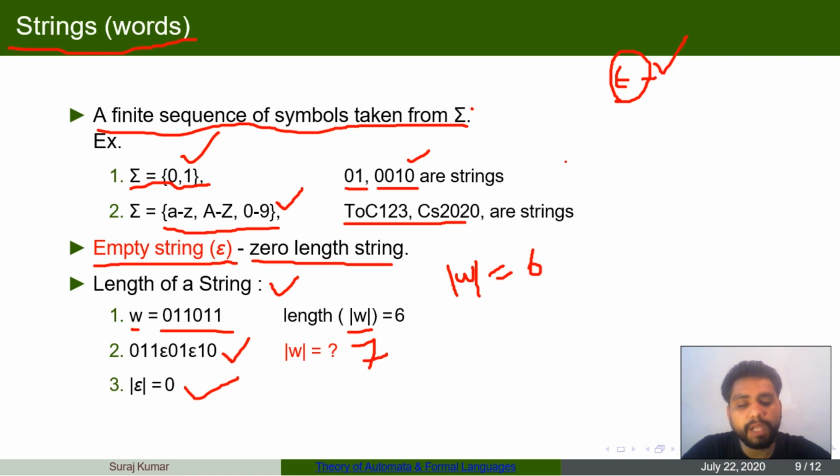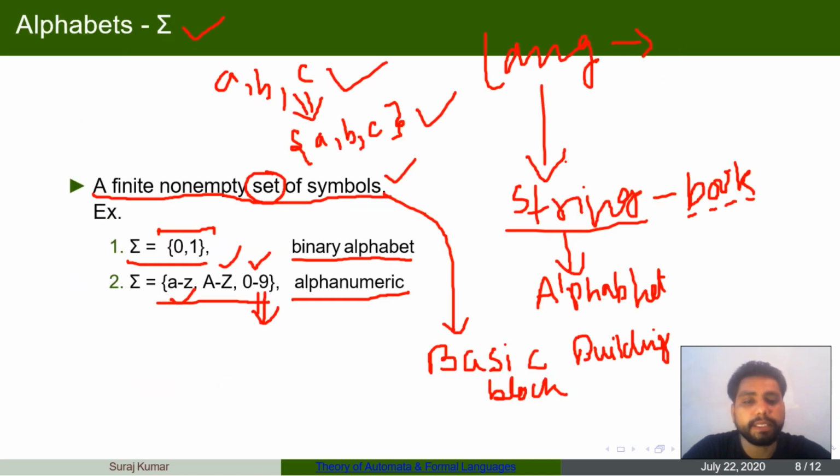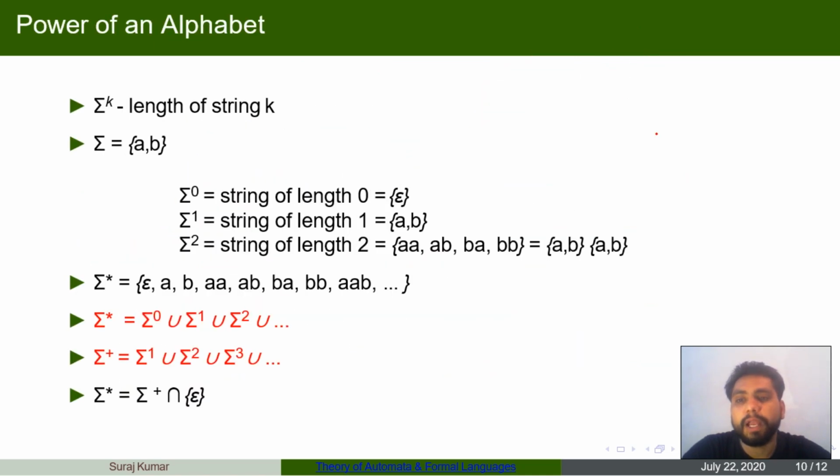Fine. Now, symbols construct the alphabet, the alphabet constructs strings, and a collection of strings is called a language. Before the language, let's talk about the power of an alphabet. Suppose your alphabet is represented by sigma. If you take a power of this alphabet, it is represented as sigma to the power k, and it is called the set of strings of length k.